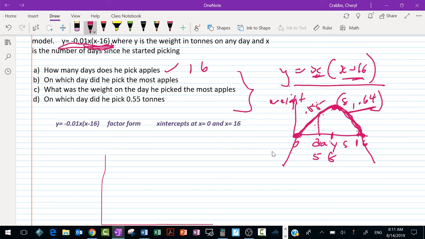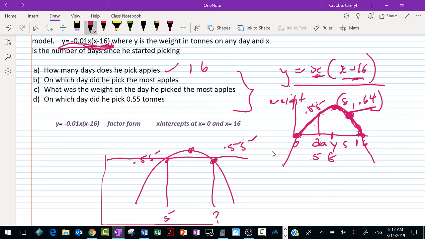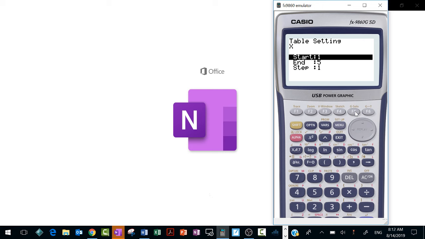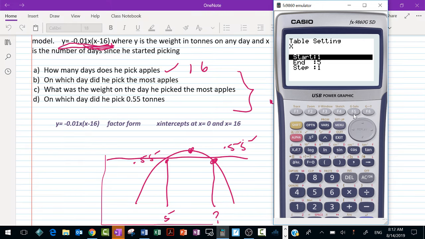But with a quadratic, you've got symmetry. So it's not just day 5. It's not going to be just day 5 when it's 0.55. There's another day over here where it's going to also be 0.55, right? How do I find that day? Well, I could go to my table again, but I would need to expand this table set. So I'm going to have to set it up so it goes further than 5. Let's say it goes to 16, because I know that sort of finishes off my graph.